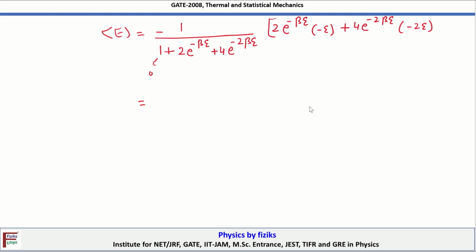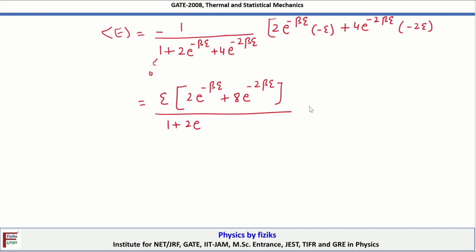this is equal to, we are having a minus outside and again another minus, so this is equal to, and e is common in both cases, so that is equal to e into 2 exponential minus beta e plus 8 exponential minus 2 beta e upon 1 plus 2 exponential minus beta e plus 4 exponential minus 2 beta e.